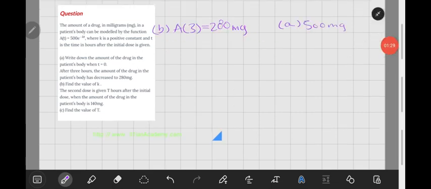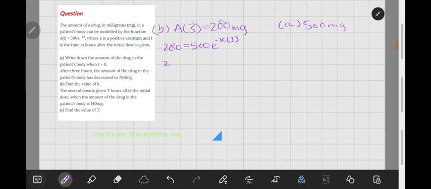Now for question B, it says that after 3 hours, the amount of drug in the patient's body is decreased to 280 milligrams. Find the value of k. So we can write this statement because the given values tell us that A(t), where t is 3, is equal to 280. So we can rewrite our equation to say that 280 is equal to 500 times e to the power of negative k times 3.